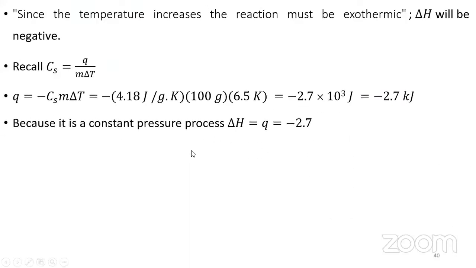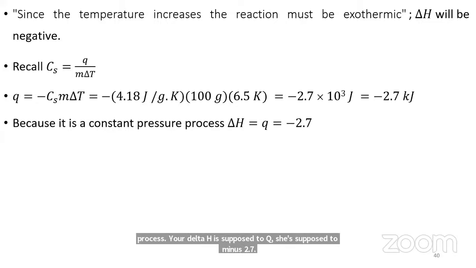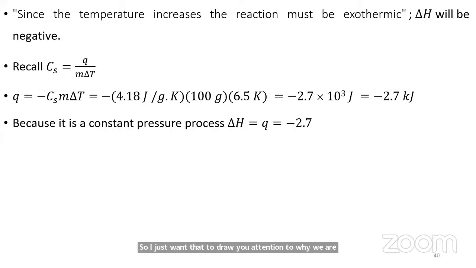Okay. Because it's a constant pressure process, your delta H is equal to Q, which is equal to minus 2.7. I just wanted to draw your attention to why we are equating it to Q: because we are looking at constant pressure.